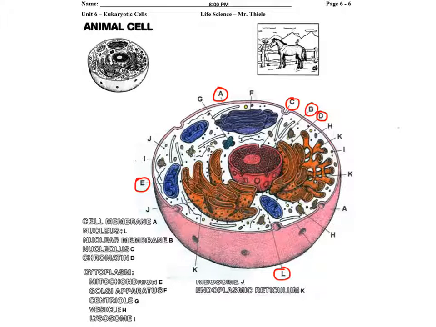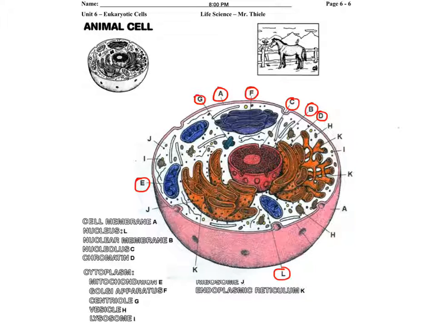The Golgi apparatus, like in the plant cell, is labeled F. I had you color that purple like the plant cell. The next structure, centrioles, are structures that you cannot see in plant cells, but you can see them in the animal cells, and it looks like I had you color them a green color. It's kind of a turquoise kind of green color.